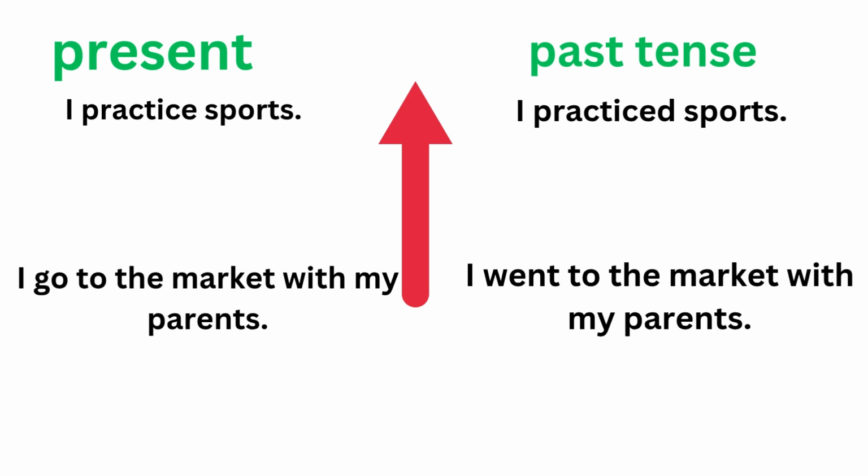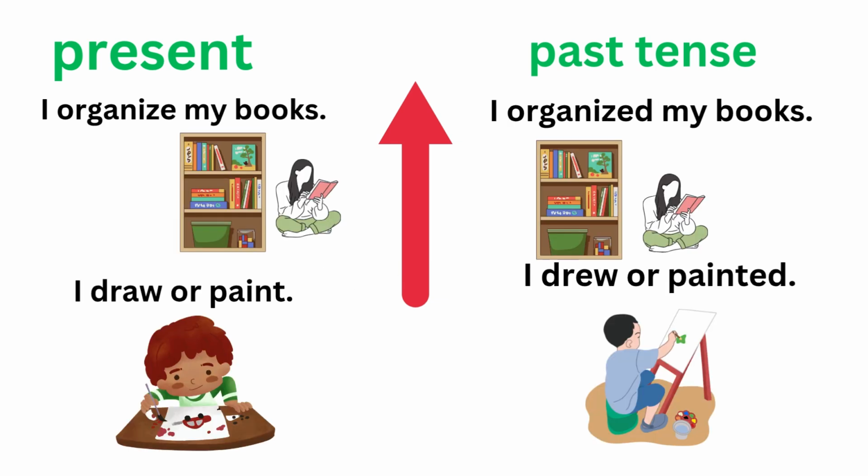I practice sports. I practiced sports. I go to the market with my parents. I went to the market with my parents. I organize my books. I organized my books. I draw or paint. I drew or painted.